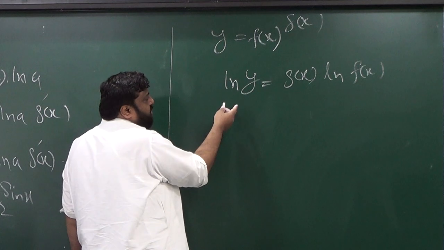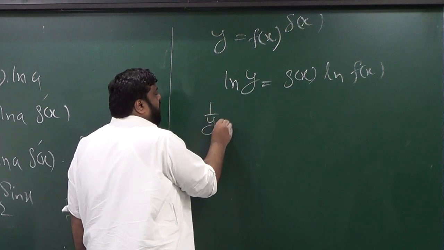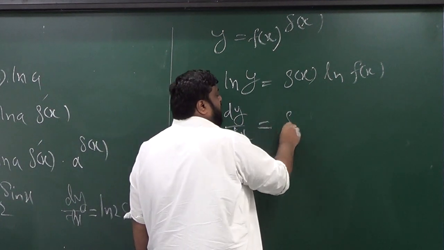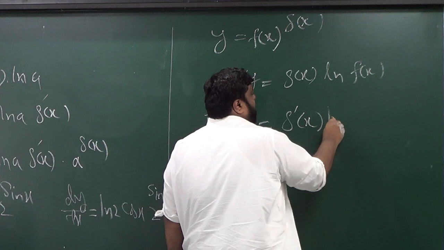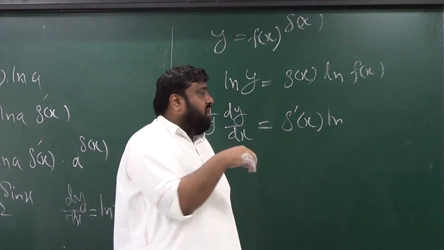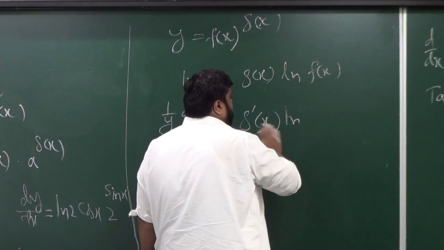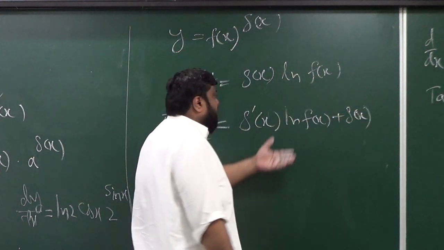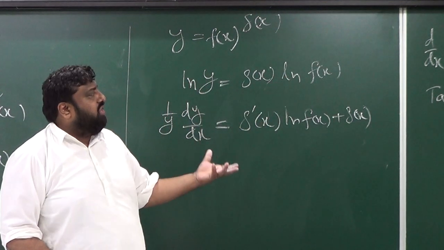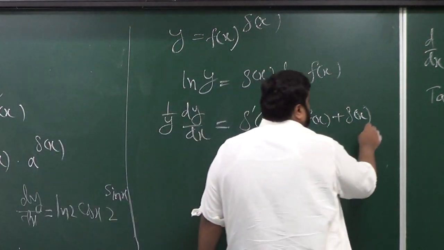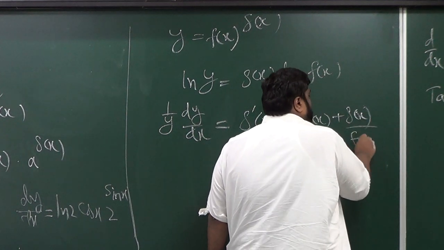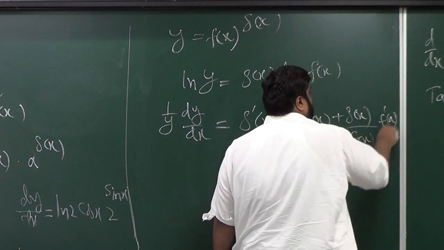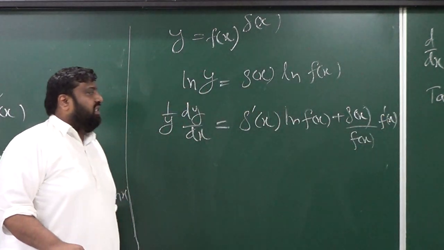With respect to x, this will by chain rule become 1 over y times dy/dx, and this will become g'(x). Here you have to apply the product rule, okay? So g'(x) log f(x) plus g(x) times the derivative of log f(x). We just saw, you can apply the chain rule here again, so it's going to be 1 over f(x) times f'(x). So this would be the end result.